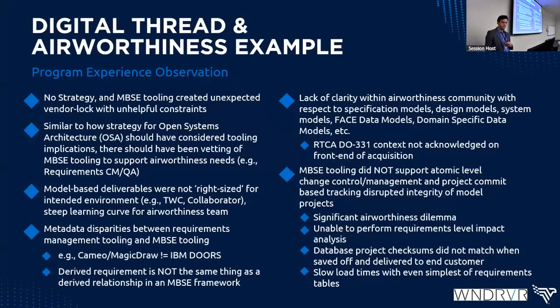I'll just exemplify a couple of these for the sake of time. I think we went through most of these, but like the metadata disparities between the requirements management toolings. A good example of that is like a derived relationship in Cameo is not the same thing as a derived requirement per RTCA DO-178.